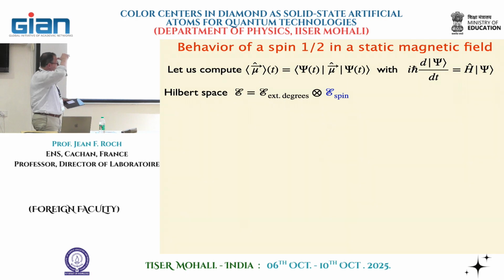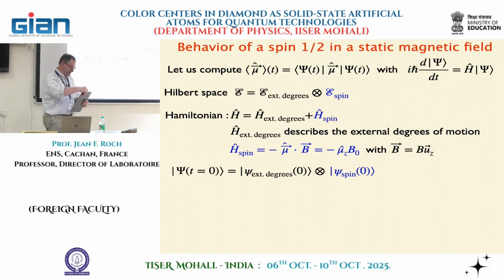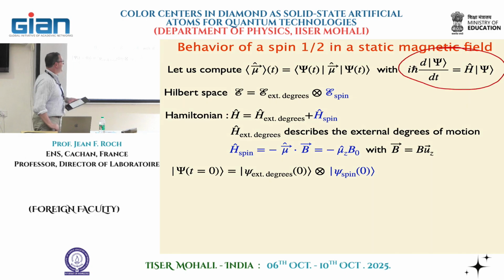Now, what I can do is again use basic quantum mechanics to describe the behavior of a spin 1/2 in a static magnetic field. For that, what I need to compute is the average value of mu as a function of a given wave function, a given state psi of t. And psi of t will be described by the Schrödinger equation as I show here. This is the Schrödinger equation here, OK?